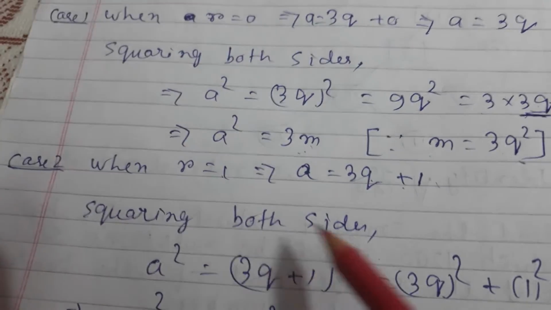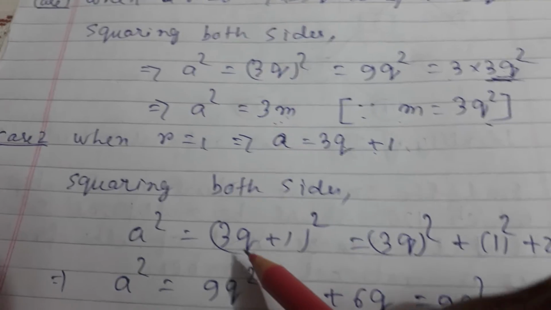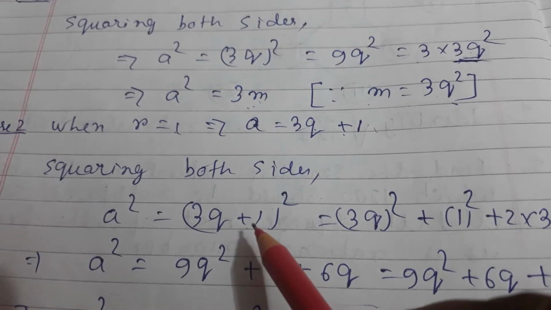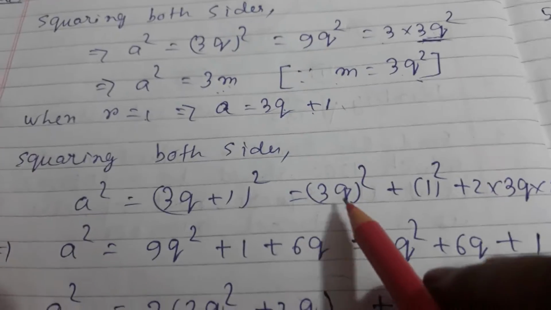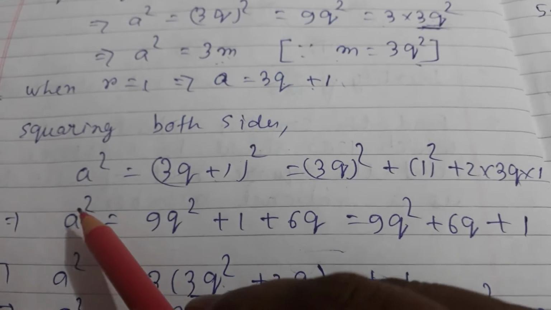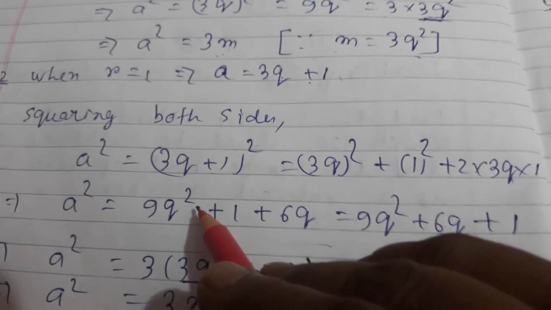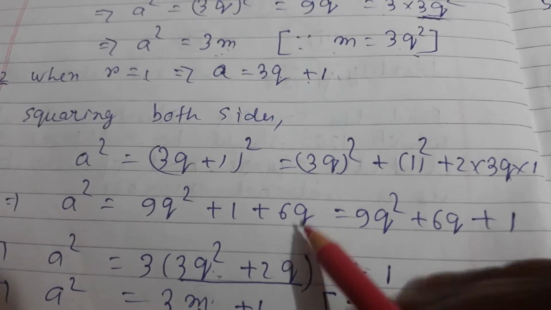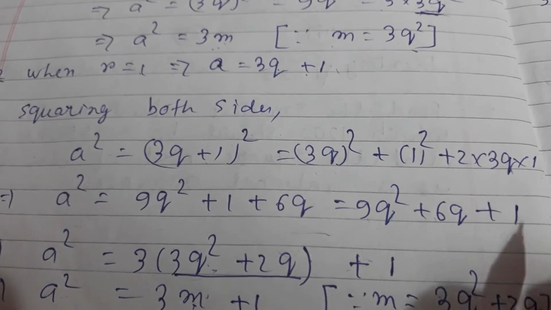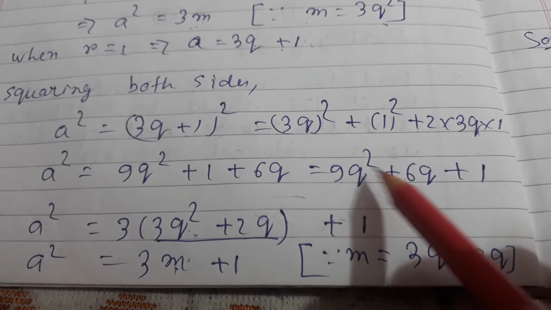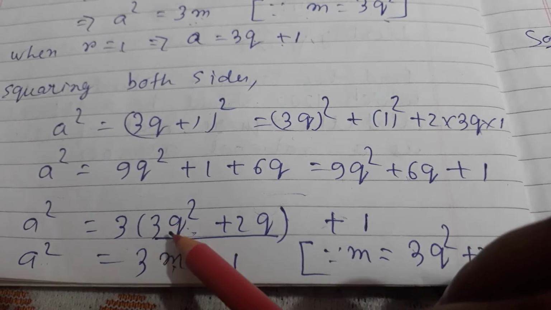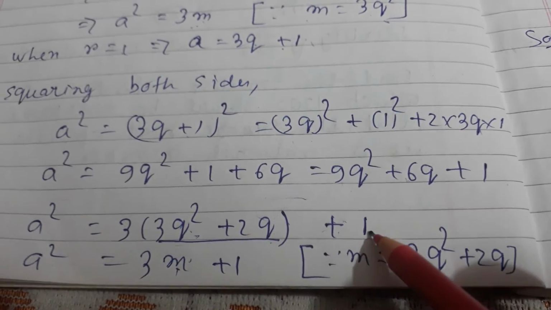Again squaring both sides, a square equals 3q plus 1 whole square. As per the formula, a square plus b square plus 2ab, it is 3q square plus 1 square plus 2 into 3q into 1. So a square equals 9q square plus 1 plus 6q. Now arrange it this way: 9q square plus 6q plus 1. From 9q square and 6q, take common 3, so in the bracket it will be 3q square plus 2q, plus 1.